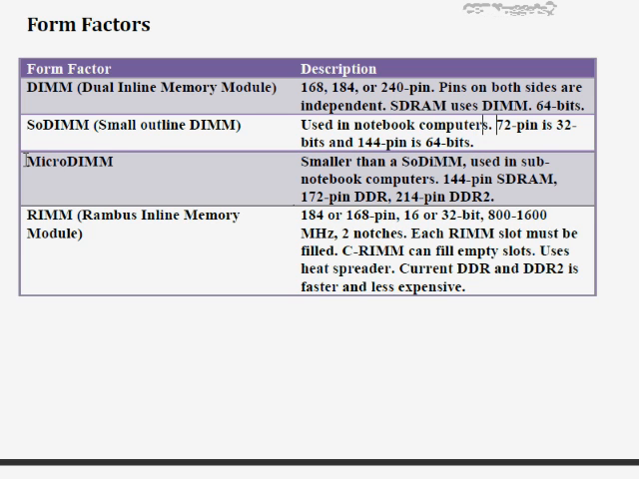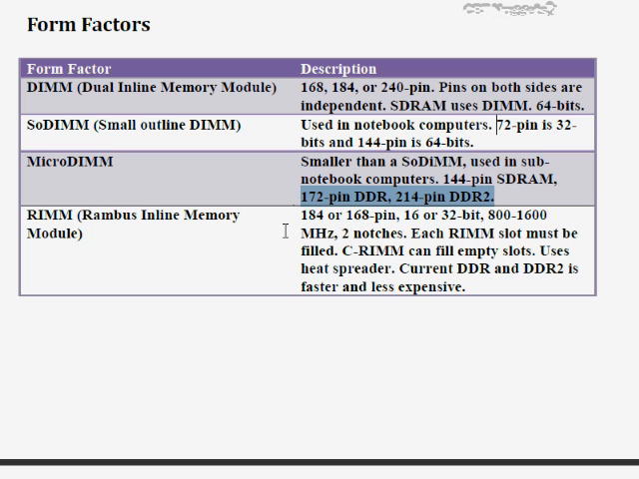And then we also have micro DIMMs. Now, this is going to be smaller than a SO-DIMM, and it's going to be used in your sub-notebook computers, or netbooks, as they're sometimes called right now. They're going to be 144-pin SDRAM, or 172-pin DDR, or 214-pin DDR2. So let's go ahead and take a look at some photographs of these different kinds of memory modules as well.